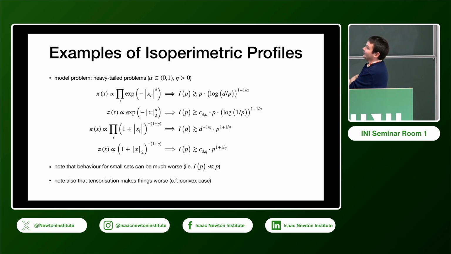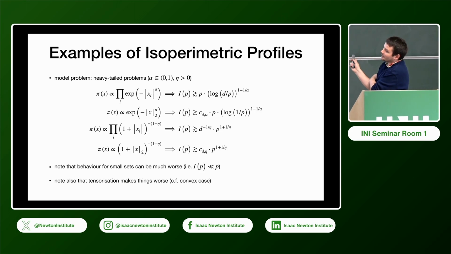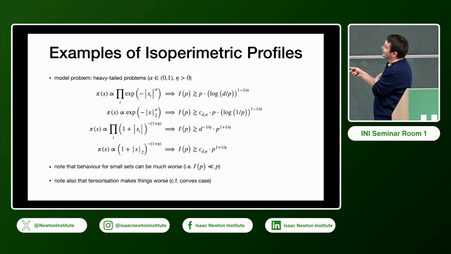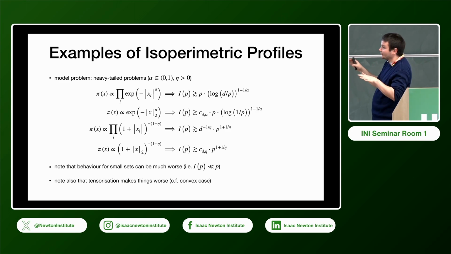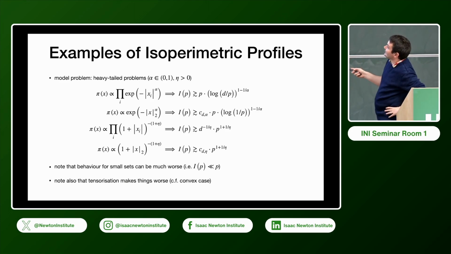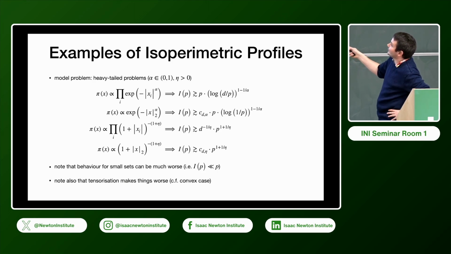So let's look at heavy-tailed problems instead. The model problems change a little bit. So let alpha now be between 0 and 1. So I'm no longer log concave, but I'm still not crazily heavy-tailed. In this case, we get a similar p times log 1 over p to the 1 minus 1 over alpha sort of thing here, but we do pick up an extra dimensional factor on the inside, right?